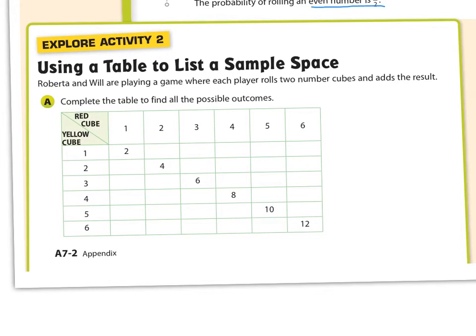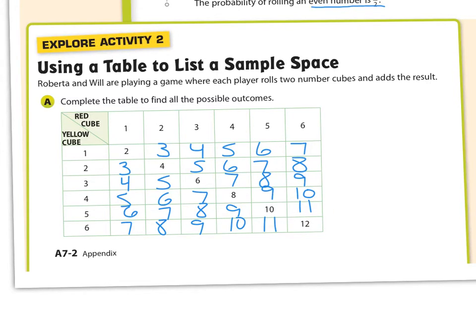Explore activity 2, using a table to list a sample space. Roberta and Will are playing a game where each player rolls 2 number cubes and adds the result. So we already did this. You can see that they have a red cube, and on the red cube you can get a 1, a 2, a 3, a 4, a 5, or a 6. And then they have a yellow cube, which again you can get a 1, a 2, a 3, a 4, a 5, or a 6. See if you can remember how to fill in this table.